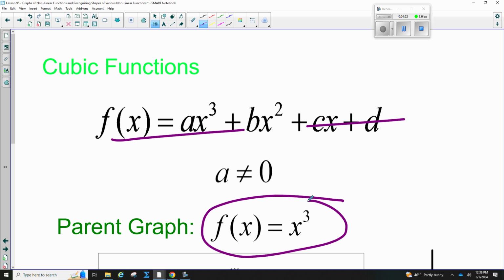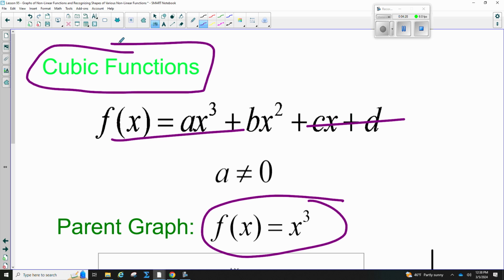All right, but write down f of x equals x cubed. And also write down the words cubic functions. We have linear functions, we have quadratic functions, and now we're going to throw in cubic functions. A lot to learn, all right? Cubic goes with x cubed.